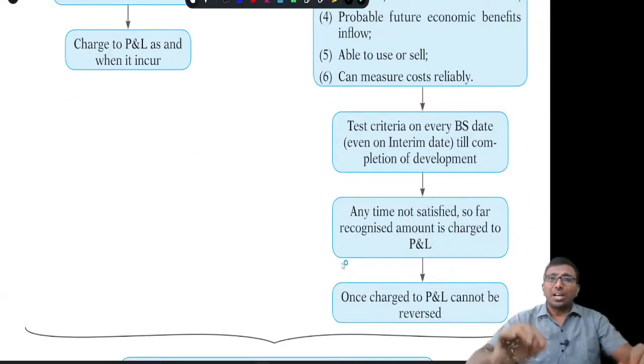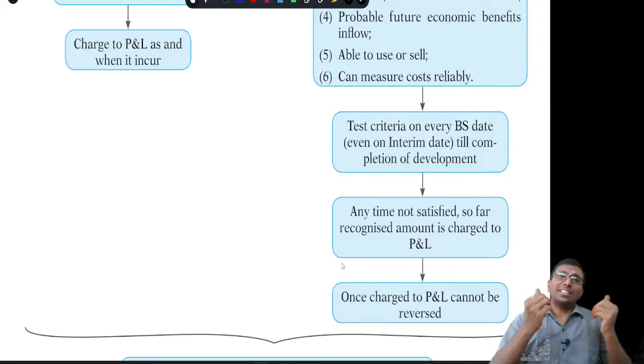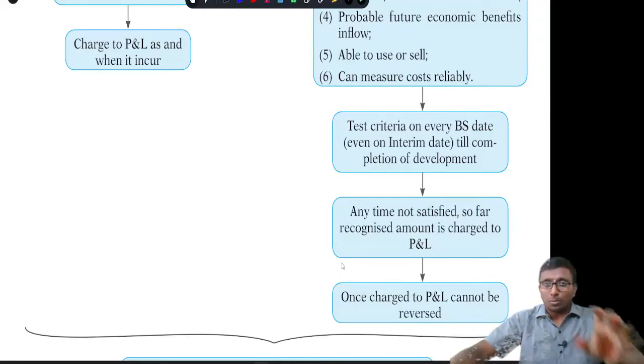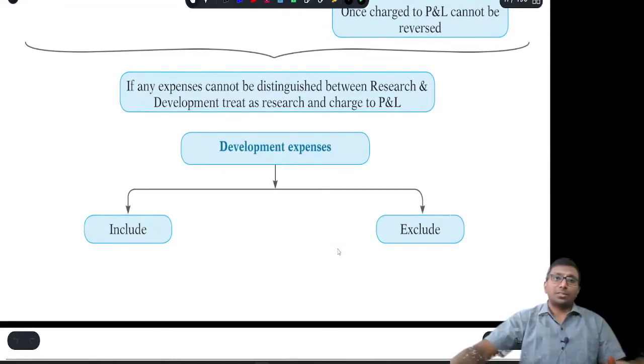But these six criteria are supposed to be tested at every balance sheet date, not only at the year end, even at the quarter end. If it does not satisfy the conditions, then not only that year's expenditure, but the entire expenditure incurred so far is supposed to be charged to P&L. Once it is charged, it will never be reversed.